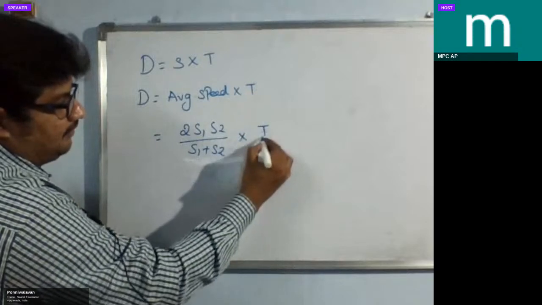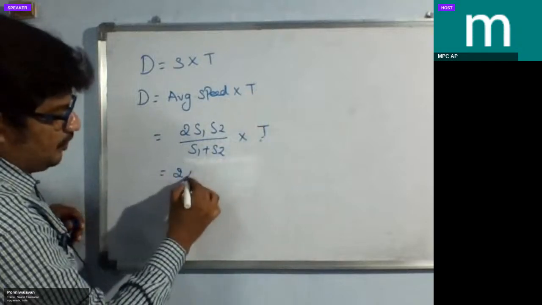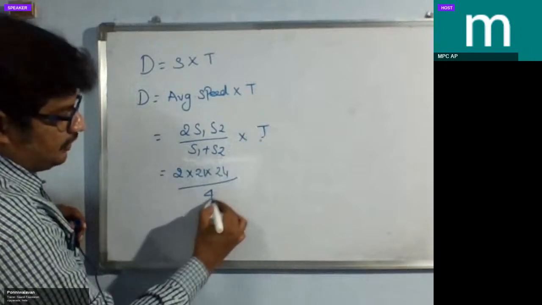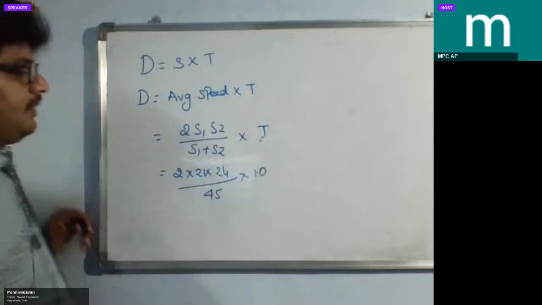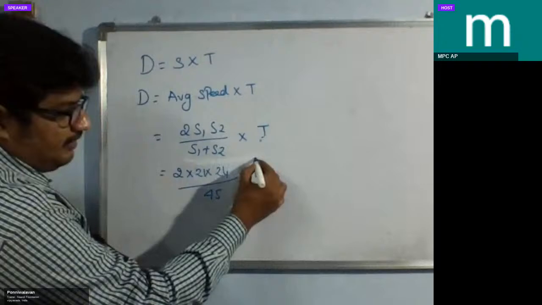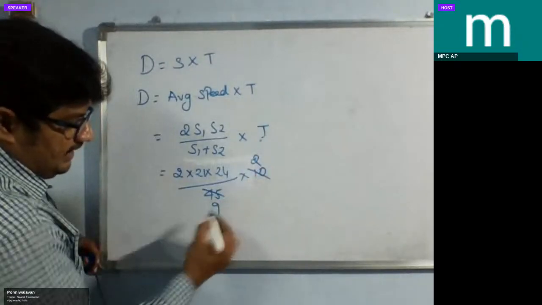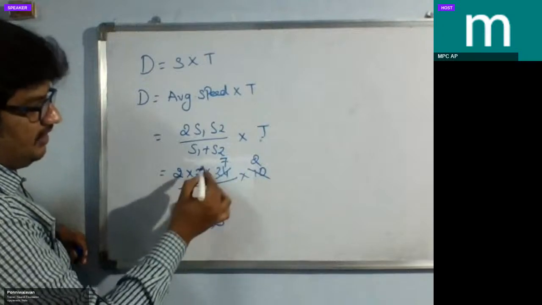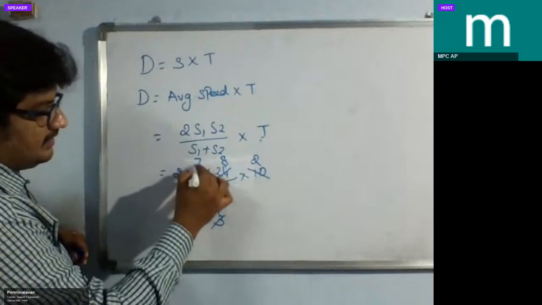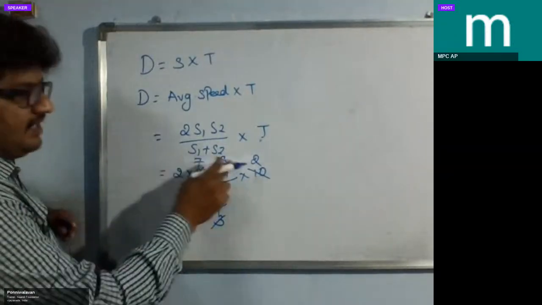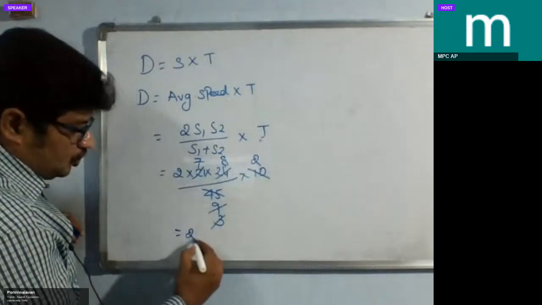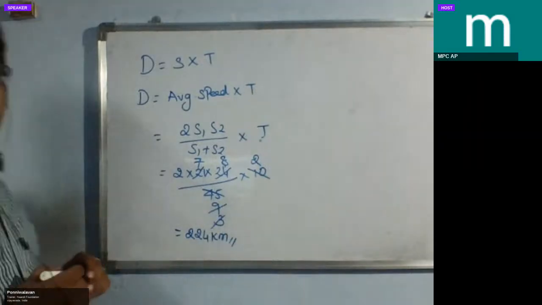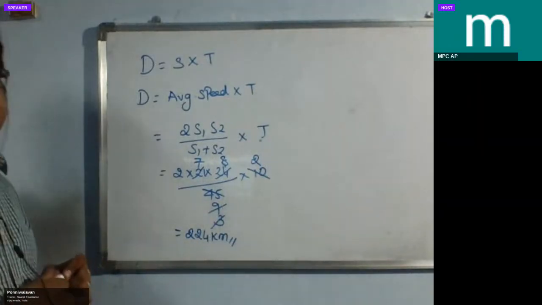Into time. Okay, what is the first speed? 21. What is the second speed? 24. If you add, you will get 45 into 10. If you divide by 5, it is 2 times and it is 9 times. If you divide by 3, this is 7 times. And if you divide by 3, this is 8 times and this is 7 times. Okay, 7 8s are 56, 56 into 4, 224 kilometer. The answer is 224 kilometer. It's not 225.